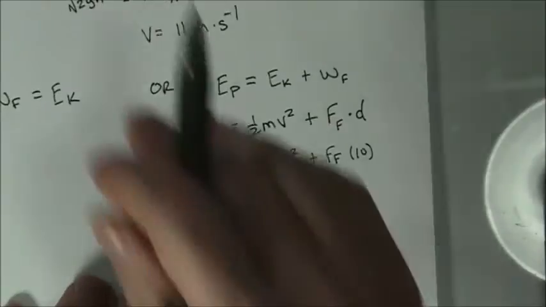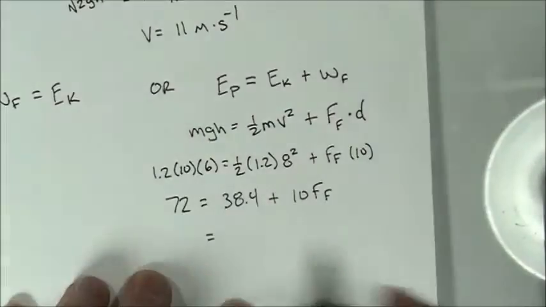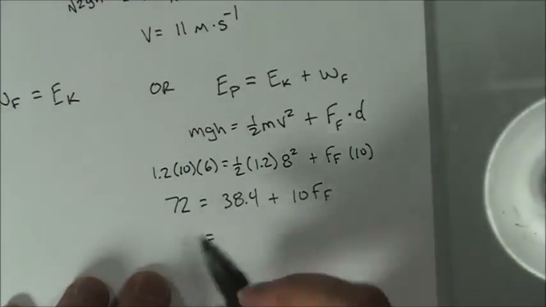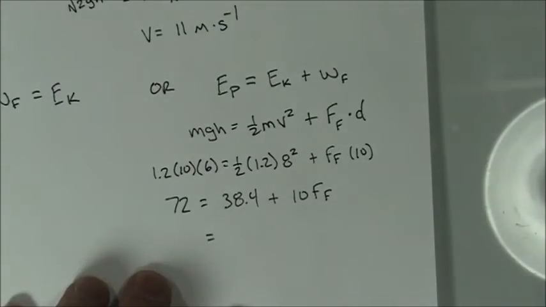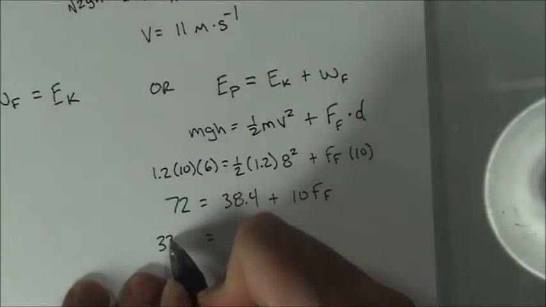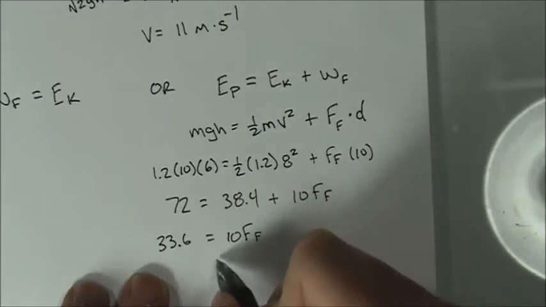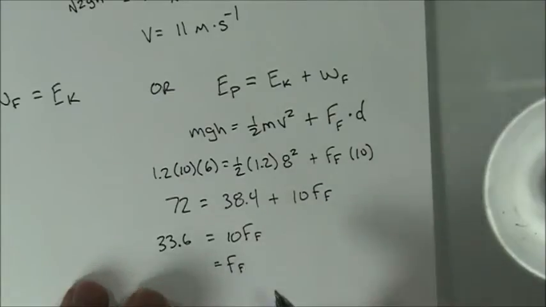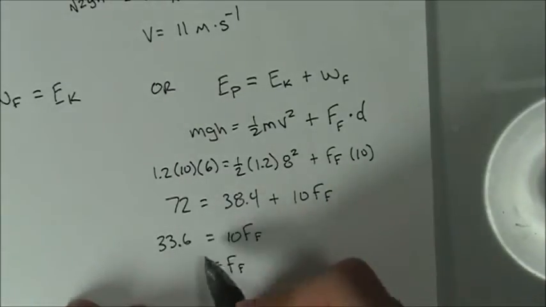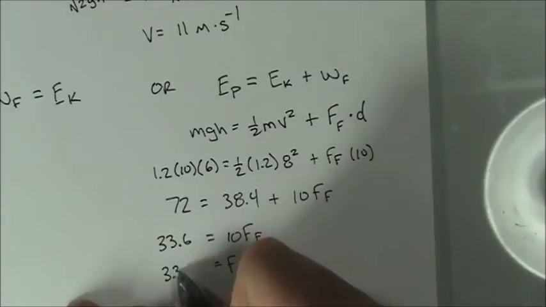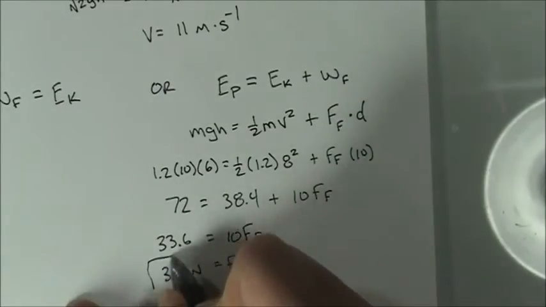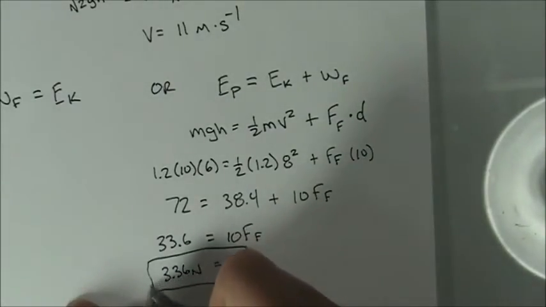Okay, so just a couple algebraic steps to get to the final answer, and that is we're going to subtract the 38 from the other side. That would give me 33.6 equal to 10 F of F. And finally, the frictional force is going to be 33.6 divided by 10, which would be 3.36 newtons.